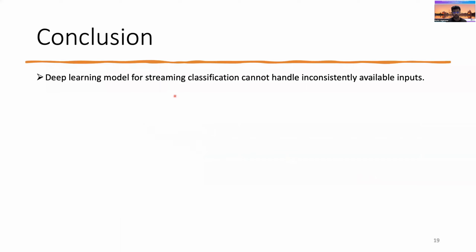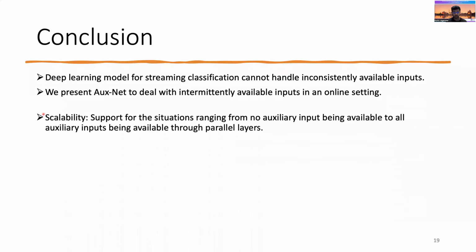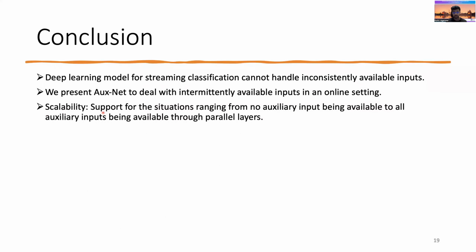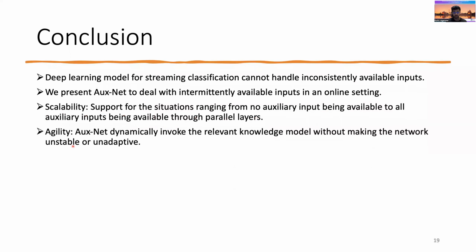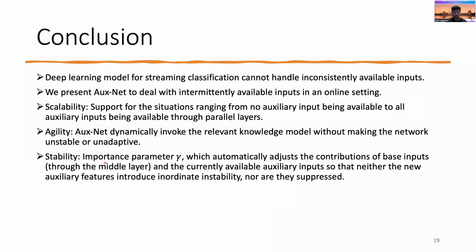In conclusion, deep learning models for streaming classification cannot handle inconsistently available inputs. We present Aux-Net to deal with intermittently available inputs in an online setting. Aux-Net is scalable since it supports situations ranging from no auxiliary input being available to all auxiliary inputs being available. Aux-Net is agile since it can dynamically invoke the relevant knowledge model without making the network unstable or unadaptive. Aux-Net is stable due to its importance parameter gamma, which automatically adjusts the contribution of base inputs and the currently available auxiliary inputs so that neither do the new auxiliary features introduce inordinate instability nor are they suppressed.